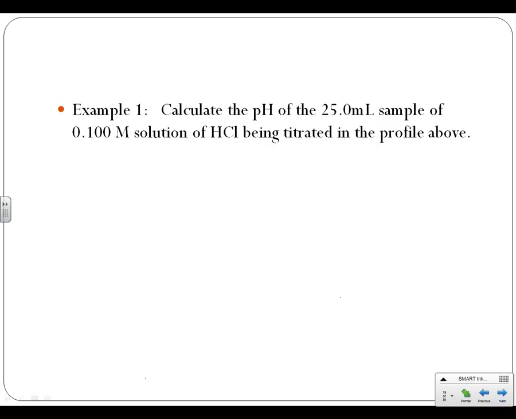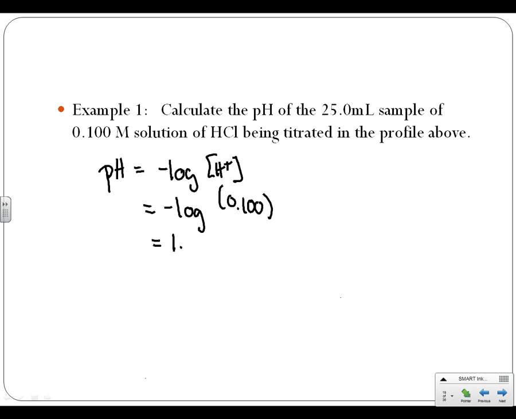Calculate the pH of a 25 milliliter sample of 0.1 molar solution of HCl being titrated in the profile above. I have no reaction going on here, so to calculate the pH, this is a pretty basic calculation where you take the negative log of your concentration of hydrogen ions. Since we're dealing with a strong acid, my molarity is my concentration of hydrogen ions. So this gives me a pH of 1. Now let me do a quick sig fig check. I got 3 sig figs, which means I should have 3 significant figures in my pH. So that's pretty good.